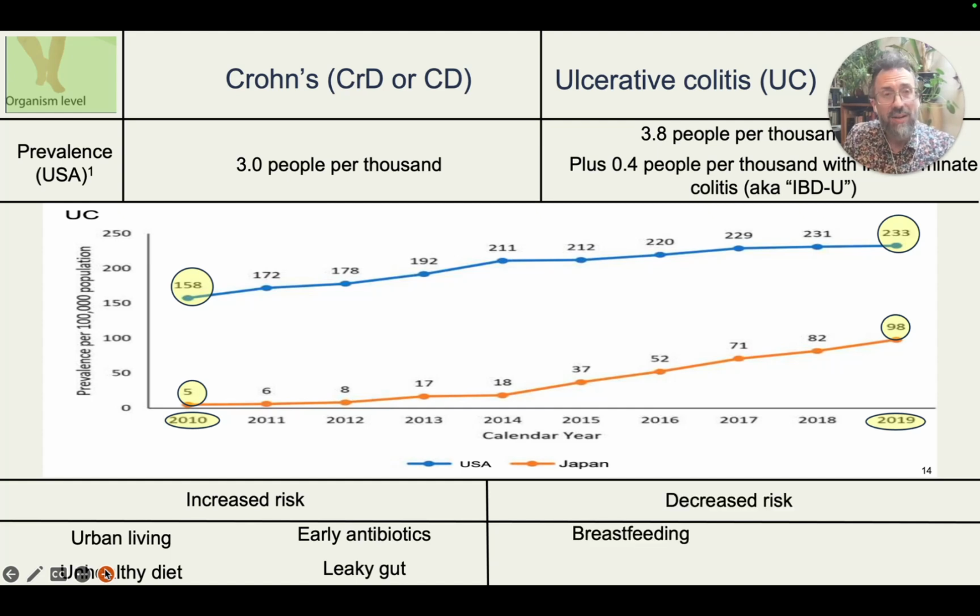And the things that decrease risk include breastfeeding when you're a baby, having H. pylori. We think of H. pylori as a bad guy, and sometimes it is, but sometimes it's not. And having enough vitamin D around. These are all things that decrease risk of inflammatory bowel disease. I'll talk about vitamin D ad nauseum in the supplements section.